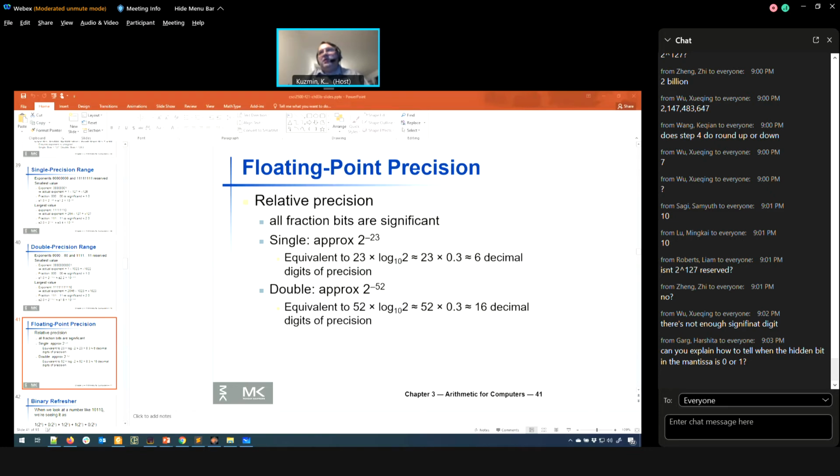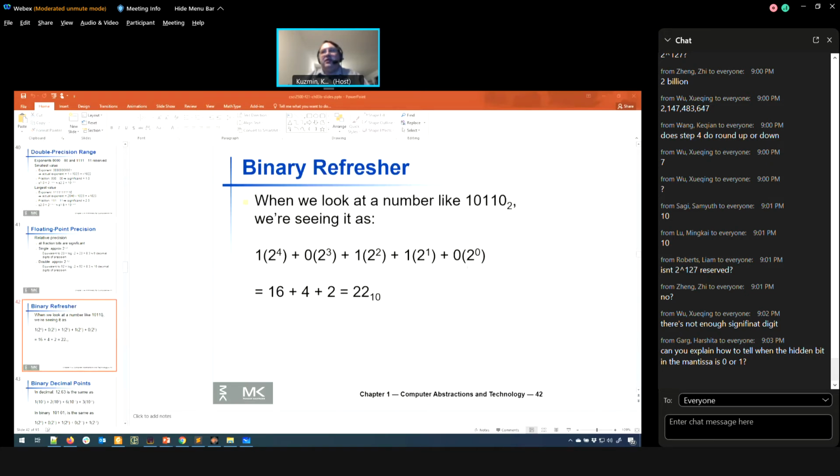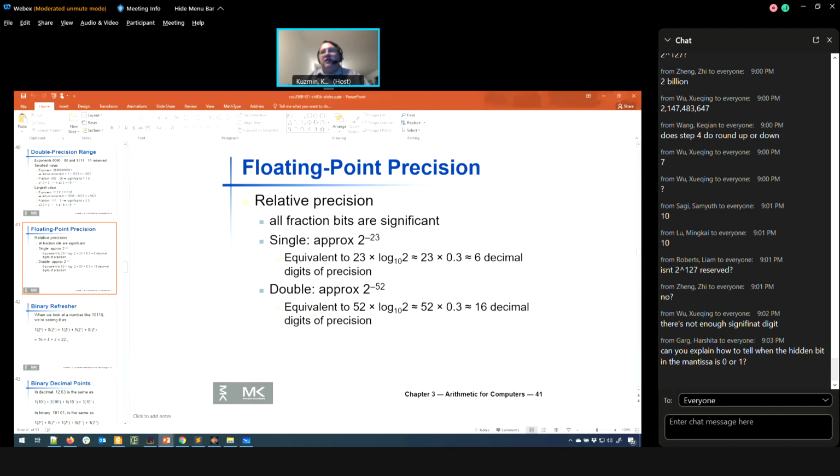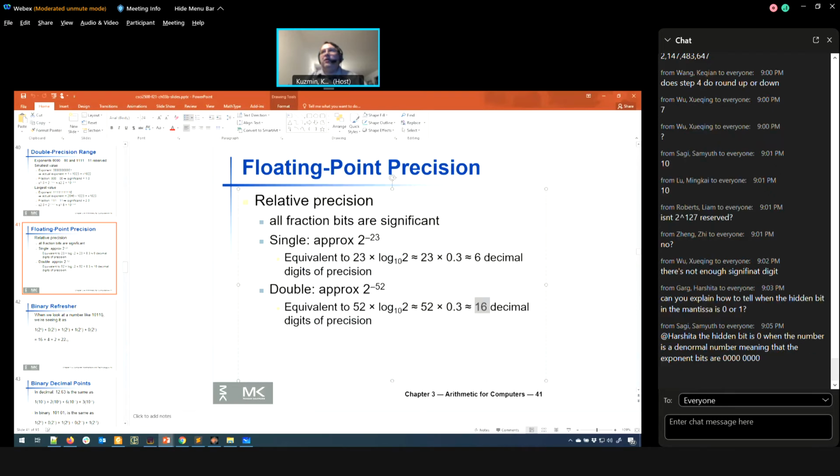With a double, that's not going to happen, right? So integer to double is going to be converted without loss of precision, just because double, as you can see, has 16 decimal digits of precision, and our largest integer has only 10, so we should be good here. All right, so does step 4 do round up or round down?